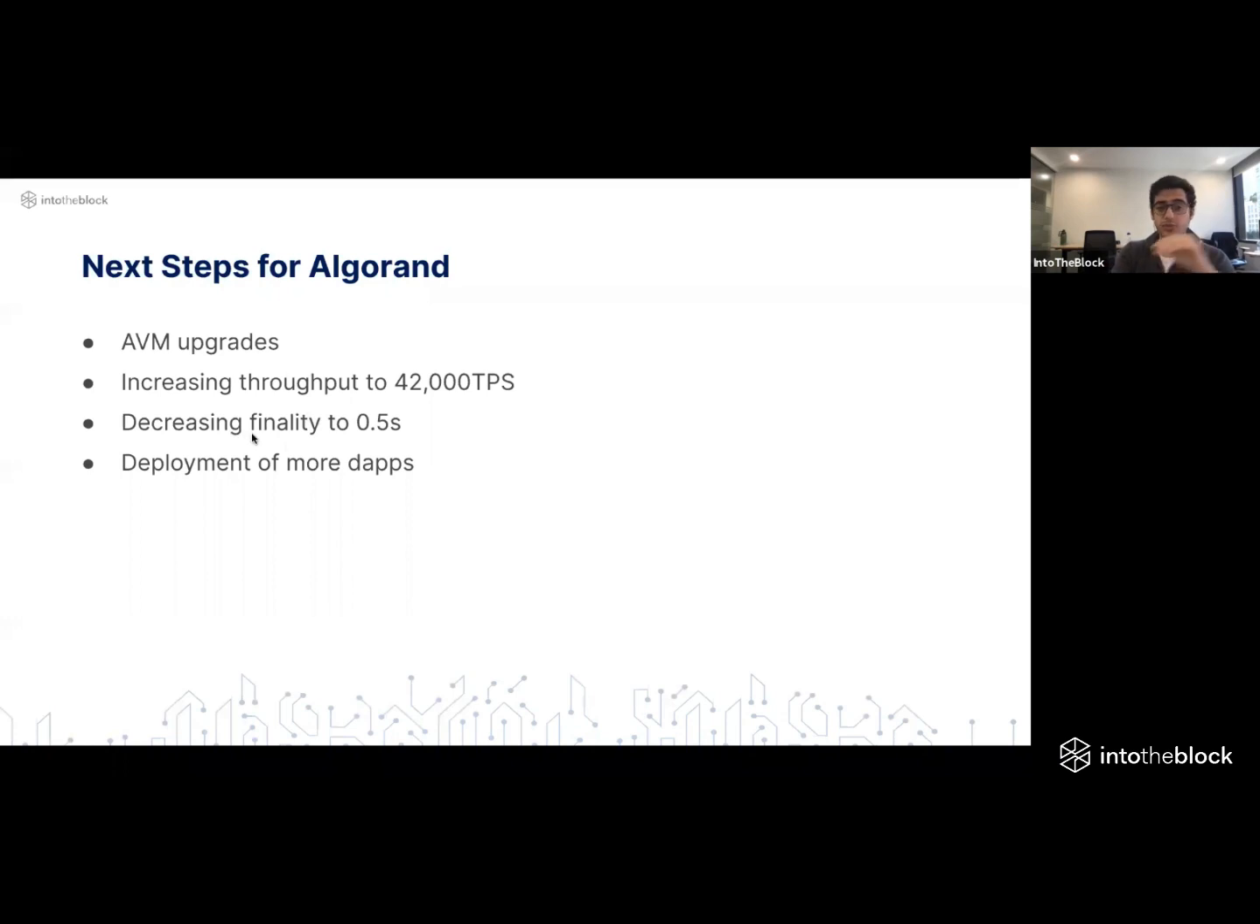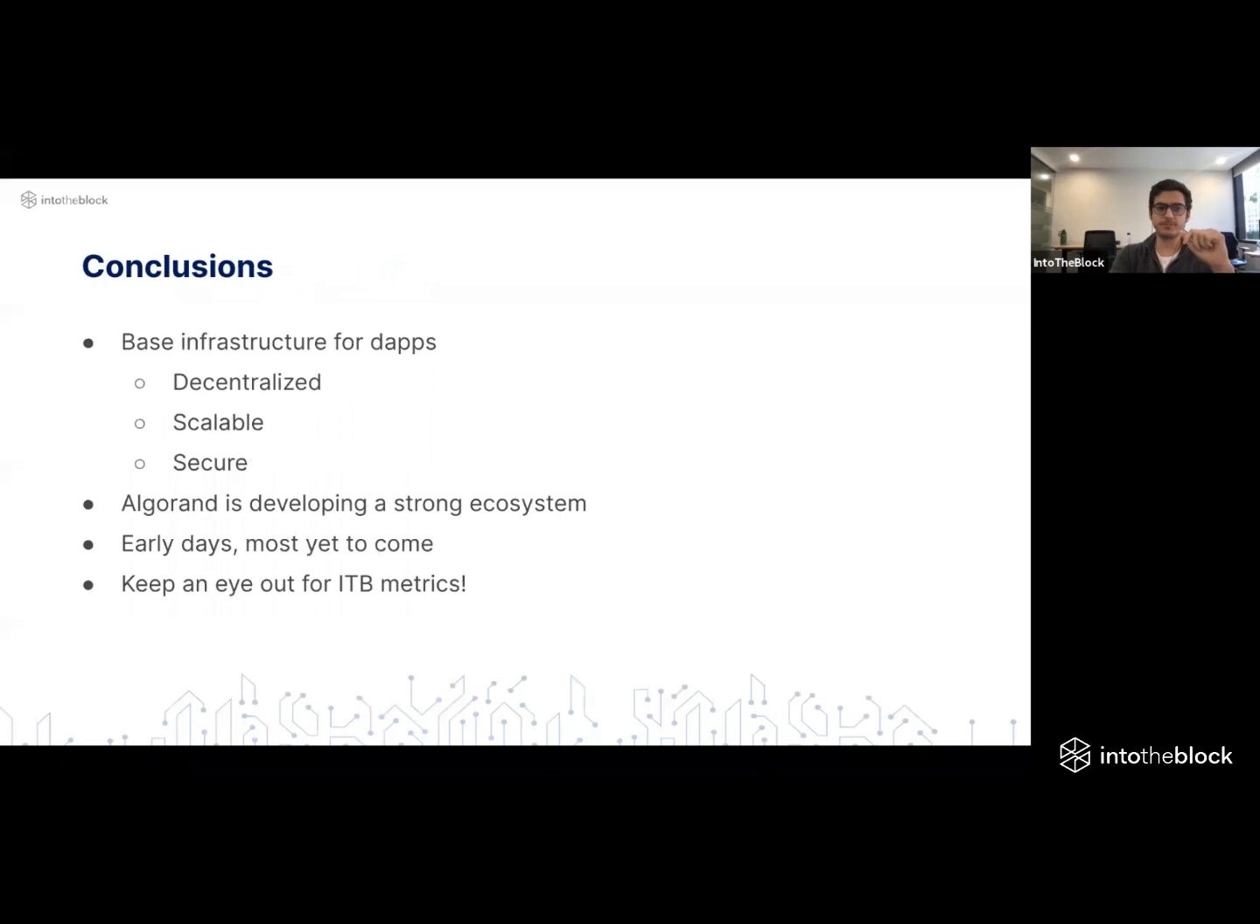They want to also double down on their finality. They seem to be strong advocates of having that finality and block time of only, right now, 4.5 seconds. They want to reduce that even further to 0.5 seconds, making it as seamless as possible for your end users. And of course, the ecosystem is sort of thriving there, and they're counting on the deployment of multiple more decentralized applications over the coming months.